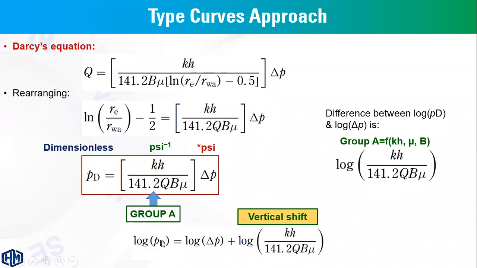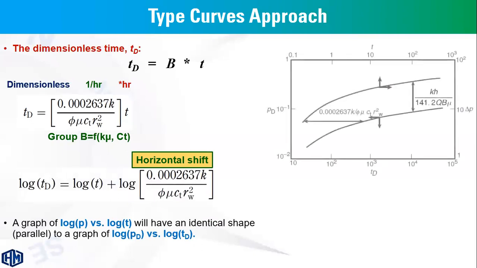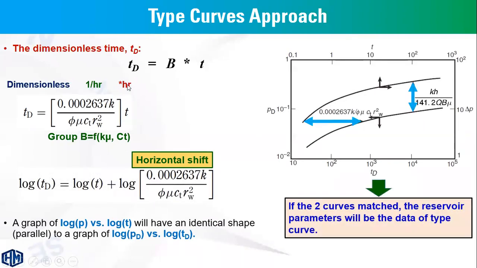By taking the logarithm of both sides, very simply, the difference between p_D, the dimensionless pressure, and the pressure difference is equal to this term, group A. Therefore, the vertical shift between dimensionless pressure and the normal pressure is a function of group A. Similarly for the dimensionless time, it is equal to the time itself in hours times this group B. In this case, the units of group B are 1 over hour, or hour^-1. Similarly, the horizontal shift between t_D and the time itself will equal group B.